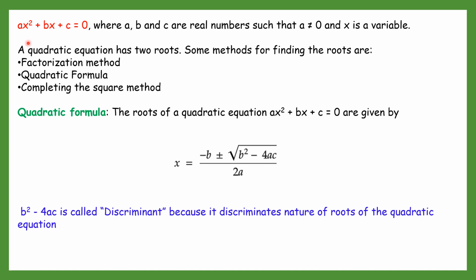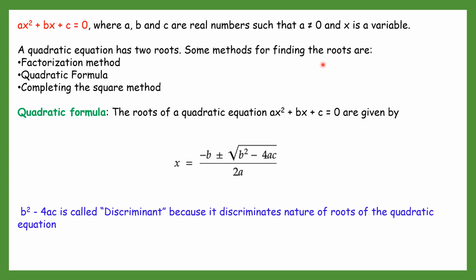So what is the general form of a quadratic equation? ax square plus bx plus c is equal to 0. This is the general form of a quadratic equation where a, b, c are real numbers and the condition is a should not be equal to 0. x here is a variable. A quadratic equation has degree 2, so it will have two roots. For the quadratic equation, you will get two roots.